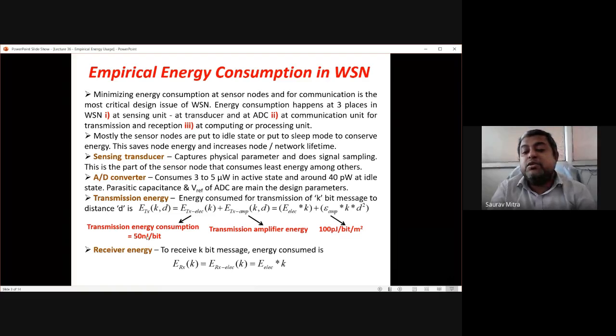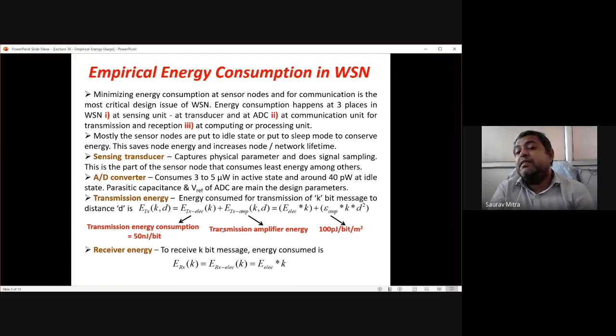This is 50 nanojoule per bit. So if there are K bits, this will be 50 into K, so 50K nanojoule, because this is the transmission energy consumption. Next is E_TX-amp.